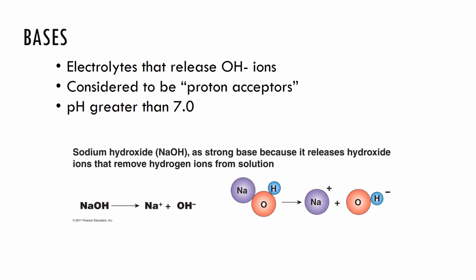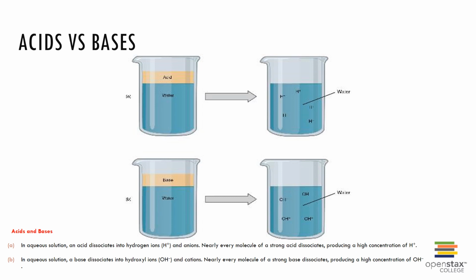Bases are compounds that release hydroxide ions in solution. They tend to be known as proton acceptors. As the hydroxide ion concentration increases, the alkalinity or basic nature of the solution also increases. And sodium hydroxide is a good example of a strong base. So acids and bases are shown here. An acid plus water would release a lot of hydrogen ions in solution. A base plus water would release a lot of hydroxide ions in solution.